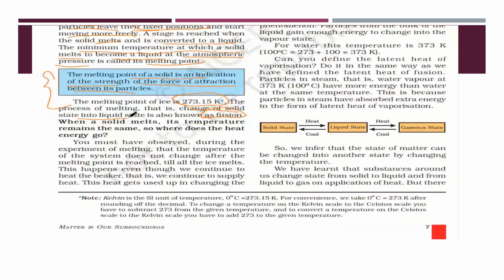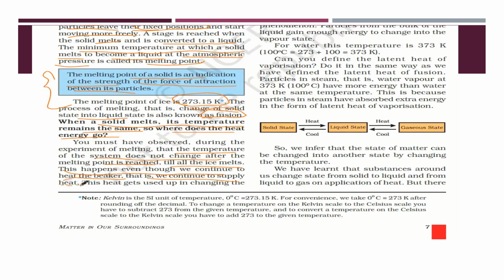So when a solid melts, the temperature remains the same. So where does the heat energy go? The solid is melting to the liquid, and the temperature remains the same. We must have observed in the experiment that the temperature of the system is not changing at all. As we have placed the thermometer there, we can see that the melting point is maintained till all the ice melts. This happens even when we continue to heat the beaker. So the thermometer temperature is the same. So where does the heat go?